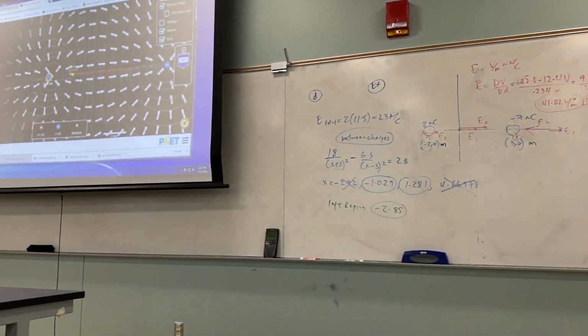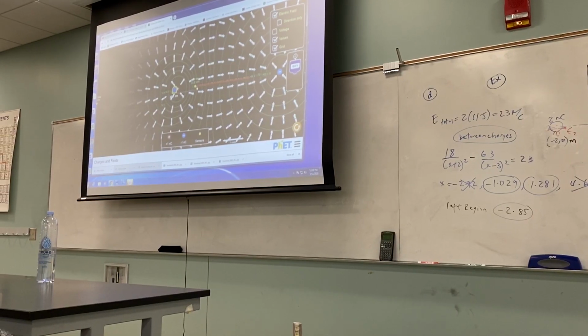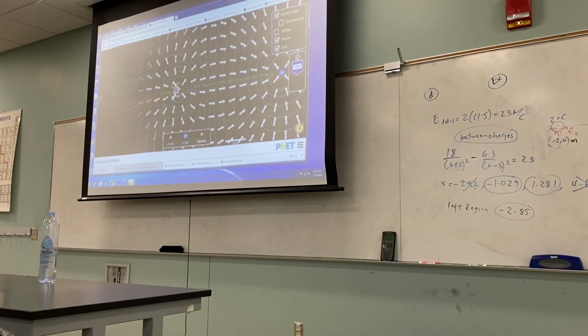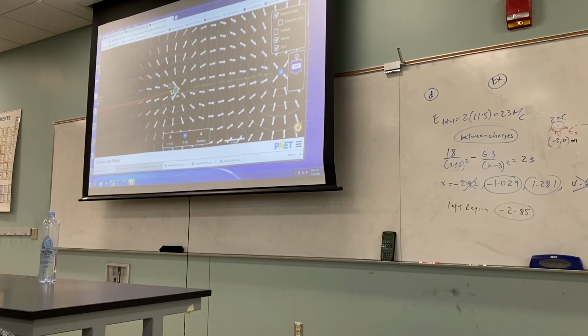If I take the sensor to... wait, what? 2.85 is not even a meter, huh? Because the equation... this is a meter. So even before I reach a meter, come on, get to 23. There. Yeah, 23.